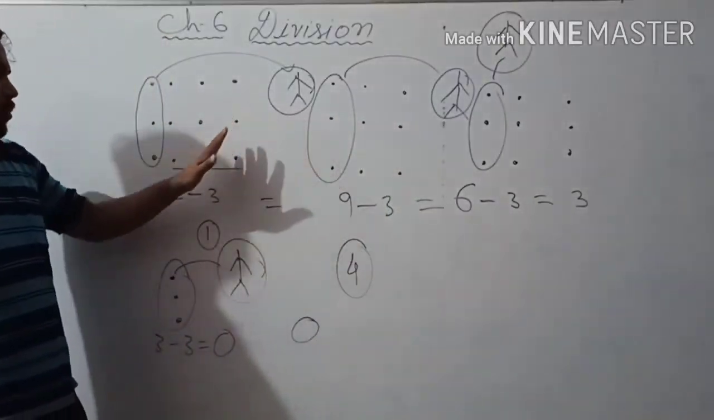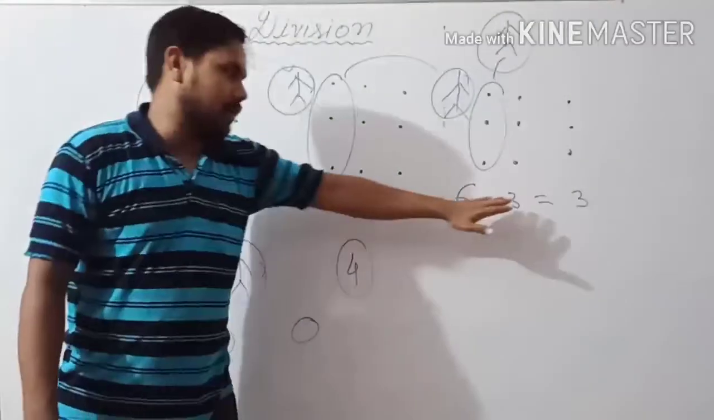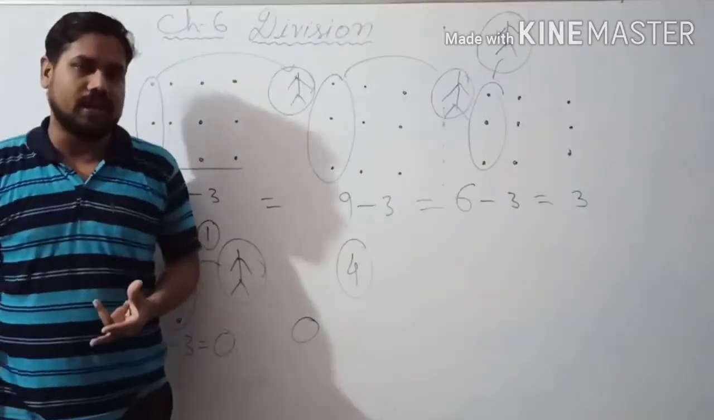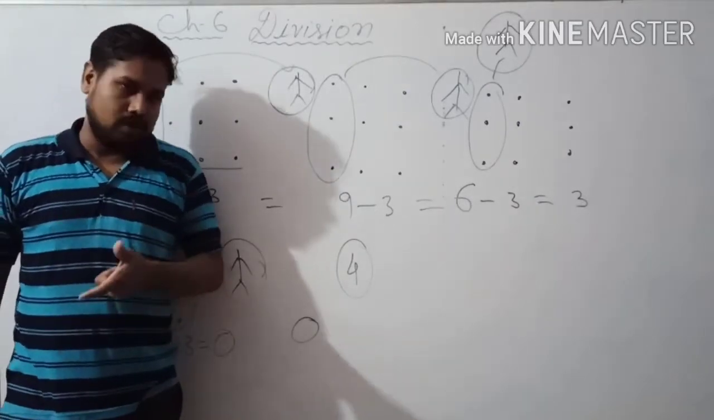So after that we will see in how many times we got 0. So first time, second time, third time, fourth time. At the fourth step we got 0, so that means 4 is the result. Okay. So this is the basic idea about division.